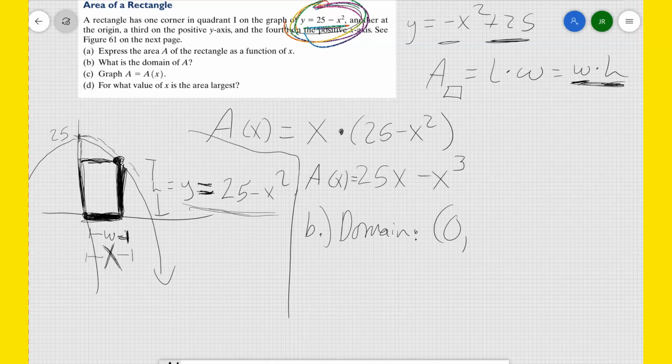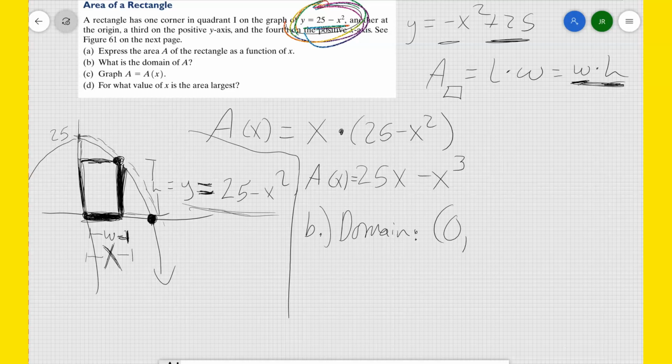And how far can I go this way? I can go all the way to here. I can have a really wide, short rectangle, but once I get to here, I'm no longer a rectangle, I'm a line. So what is this point right here? That's as far as I can go with x to satisfy the conditions in this problem, that I would be a rectangle in the first quadrant inside of that parabola.